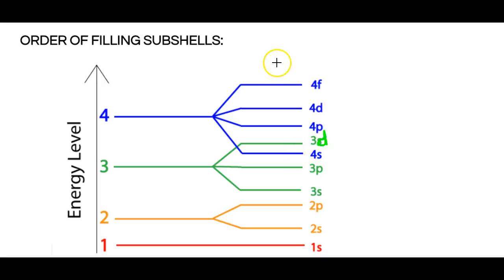If we look at that critically, it appears that the 4s actually has lower energy than the 3d orbital. That means we need to start filling the 4s orbital before we fill the 3d, which is sort of counterintuitive. And there are other examples of that as we move up energy levels. Let me show you this in a different way.